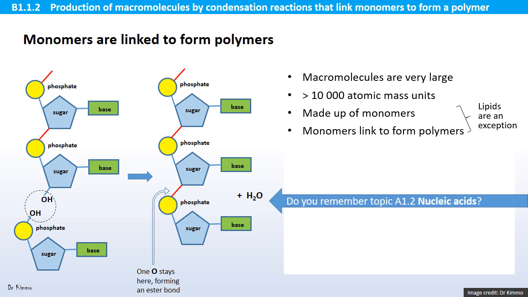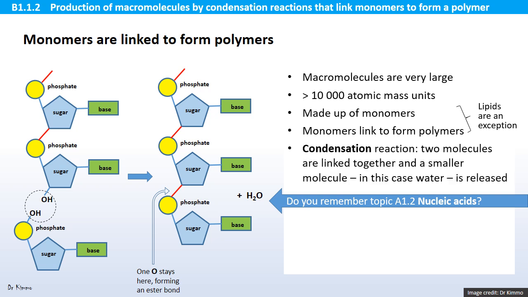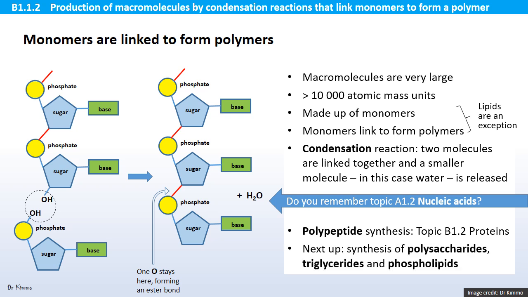You may remember this illustration from a previous video where a nucleotide is added to a growing chain of DNA or RNA. This happens by a condensation reaction where 2 molecules are linked together and water is released. This same reaction is behind the formation of polypeptides, which we'll talk about in another video, and behind the formation of polysaccharides, triglycerides, and phospholipids.